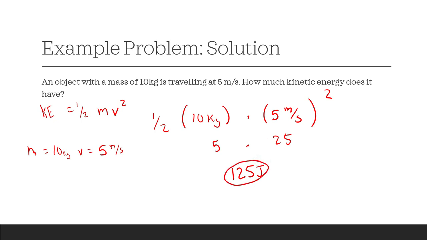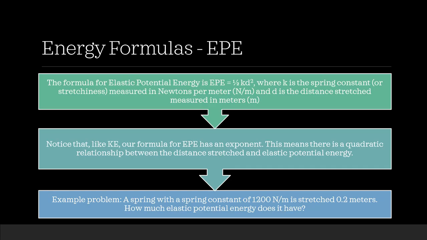So that is how we solve the kinetic energy problem. And the last one we're going to look at is elastic potential energy. The formula for elastic potential energy, hopefully you remember this one as well, is EPE equals 1/2 kd squared, where k is the spring constant, which is the stretchiness of an object, measured in newtons per meter, and d is the distance stretched measured in meters.